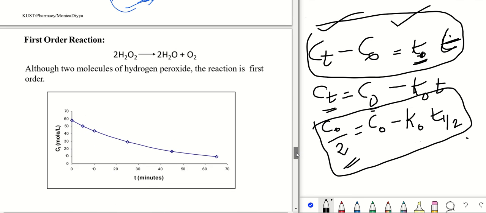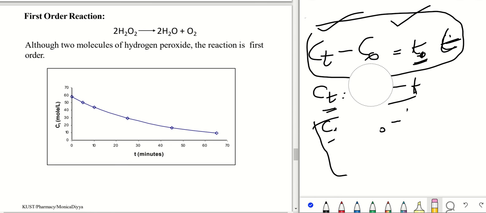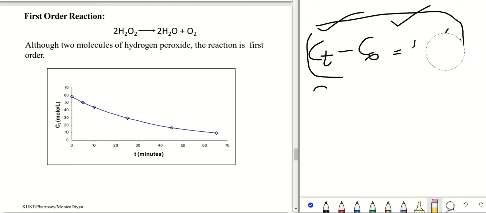And next, we will be discussing first order reaction. Now let's see.